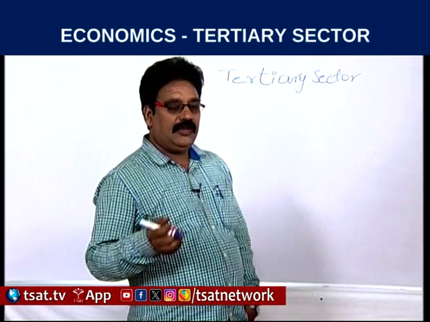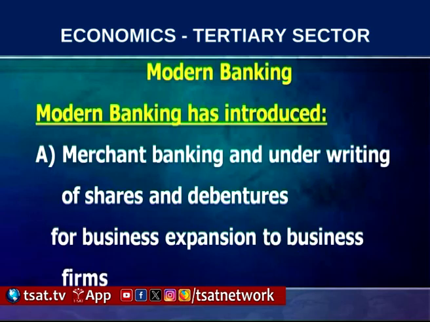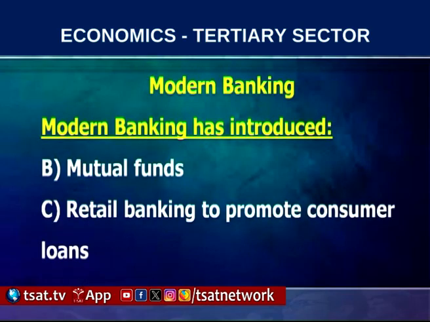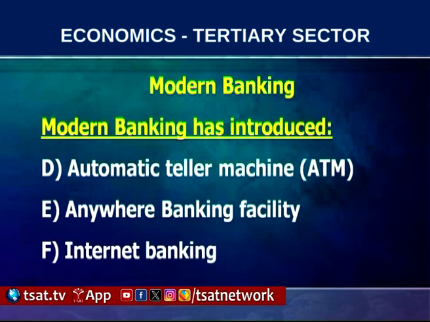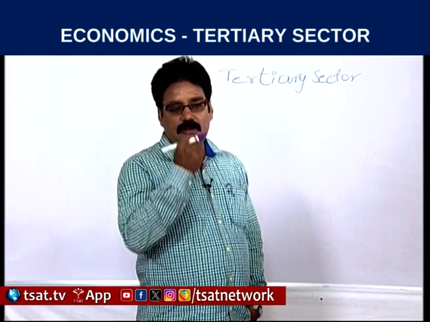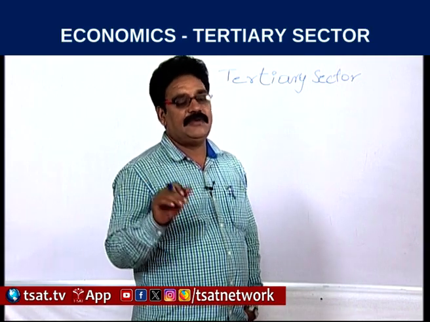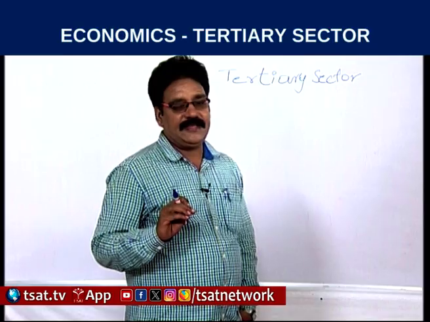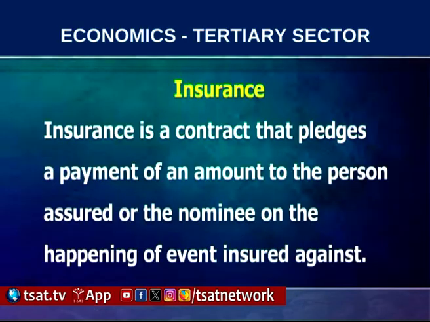Okay. And nowadays we observe that modern banking has introduced merchant banking, underwriting of shares and debentures for business expansion to business firms, mutual funds, retail banking to promote consumer loans, and automatic teller machines, ATMs. Anywhere banking facility is given by the modern banking system. With internet banking we can transfer money, and nowadays very much importance is given to internet banking. All these are the facilities provided by the commercial banks. Okay. This is the banking system. Next we will discuss insurance.